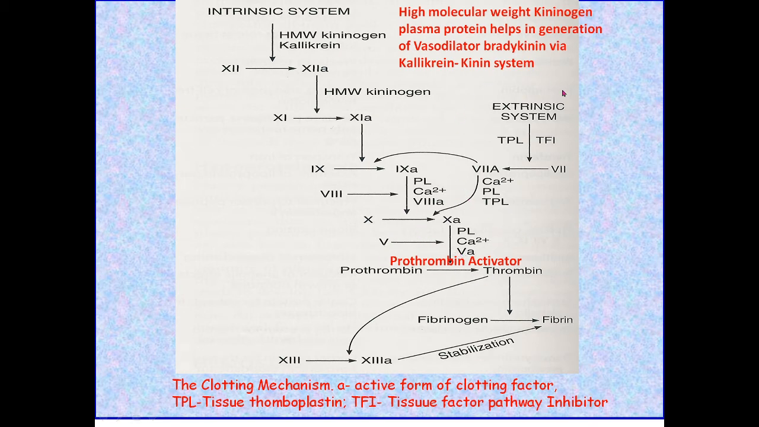Means in the extrinsic system, if you observe, only the tissue thromboplastin, that is factor 3, and the factor 7 are involved in the generation of the prothrombin activator, along with factor 10, factor 5, calcium ion and phospholipid. But in the intrinsic system, factor 12, factor 9, factor 8, factor 11, factor 10 and factor 5, all these are involved in a cascade mechanism.